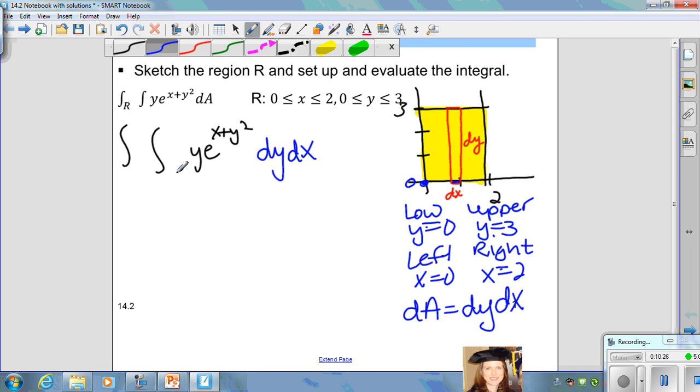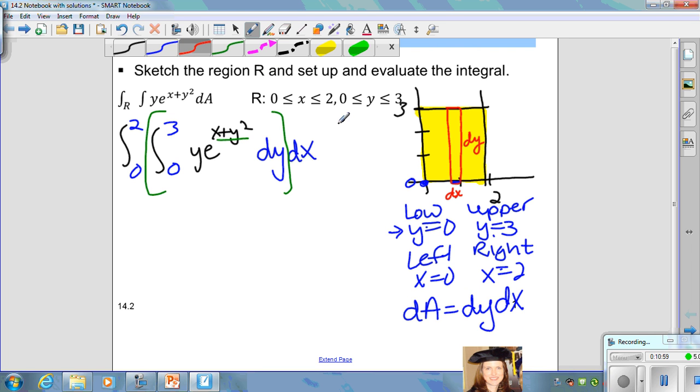So our inside bounds are going to be for y, where y goes from 0 to 3. And then your outside bounds are for x, where x goes from 0 to 2. Now we can begin by evaluating the inside integral. When you integrate this with respect to y, you're going to treat y as a variable and x as a constant. So in order to do this, we do want to use u substitution here.